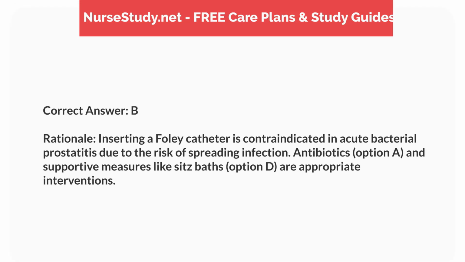Correct answer, B. Rationale: inserting a Foley catheter is contraindicated in acute bacterial prostatitis due to the risk of spreading infection. Antibiotics, option A, and supportive measures like sitz baths, option D, are appropriate interventions.